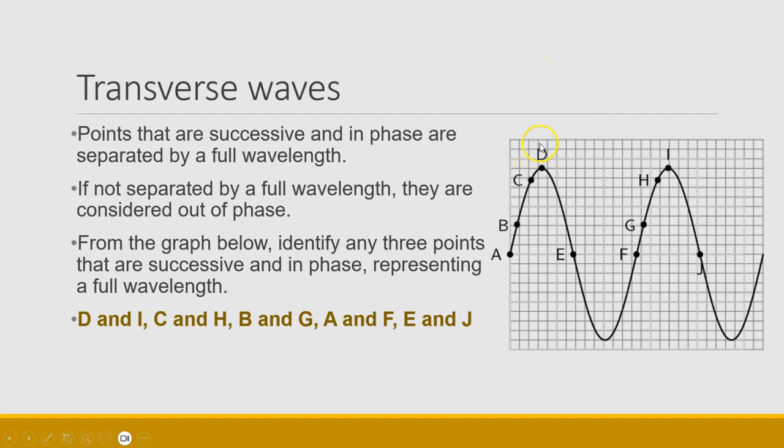If we consider the distance from the top of the crest to the top of the next crest, this distance here represents a full wavelength. But if we consider a distance from the top of the crest to the bottom of the trough, that again would represent half a wavelength, half a wave cycle.